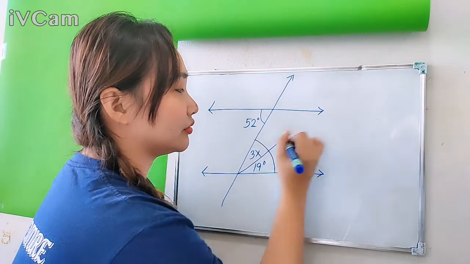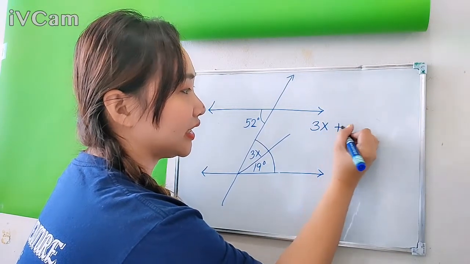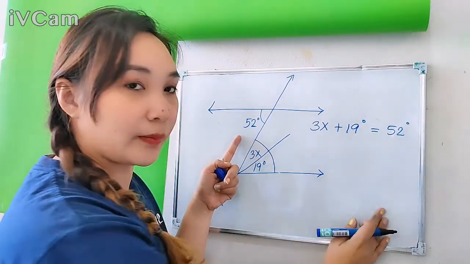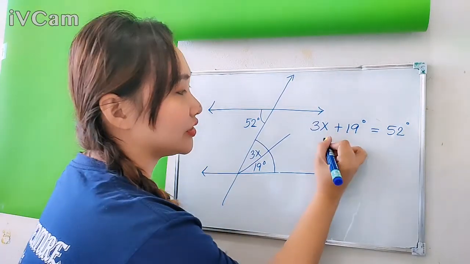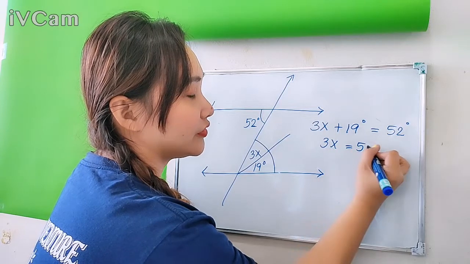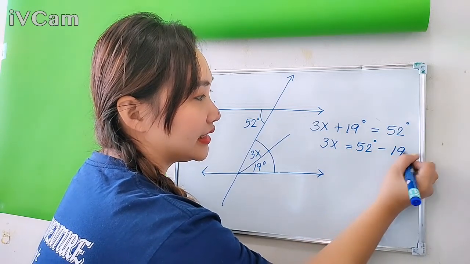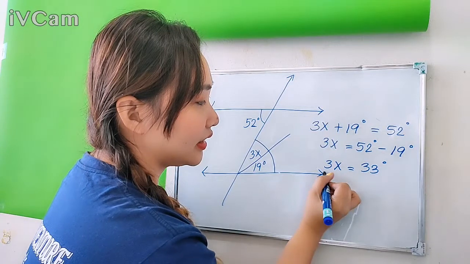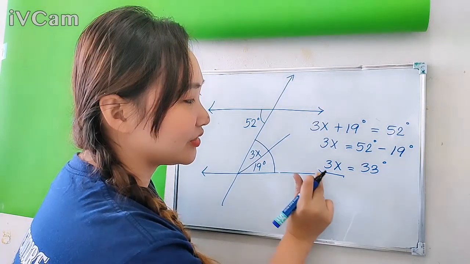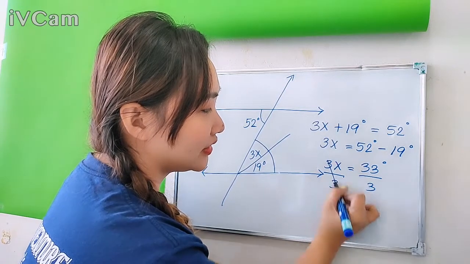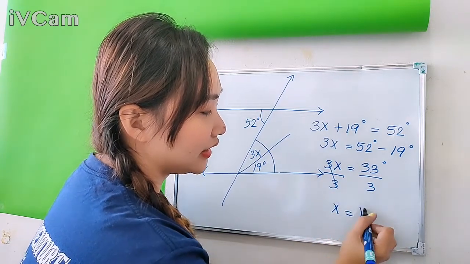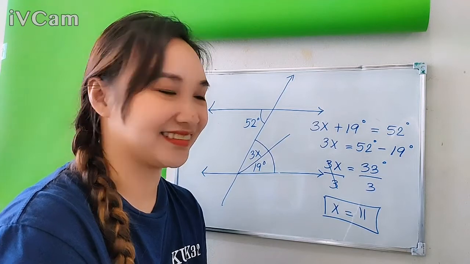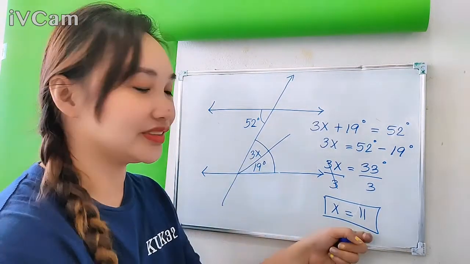You will write 3x plus 19 degrees is equal to 52 degrees. Now try to solve this one. So 3x is equal to 52 degrees minus 19 degrees, that is 3x is equal to 33 degrees. Now we divide by, am I too fast? We divide by 3, so x is equal to 11. See? Very easy. X here is equal to 11.